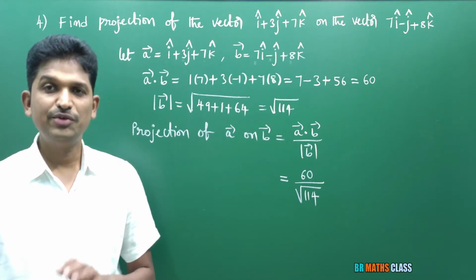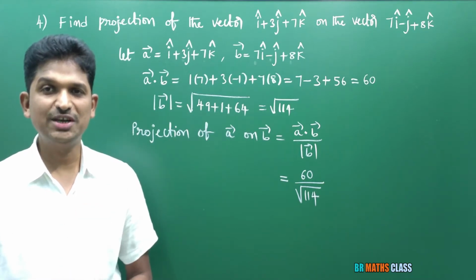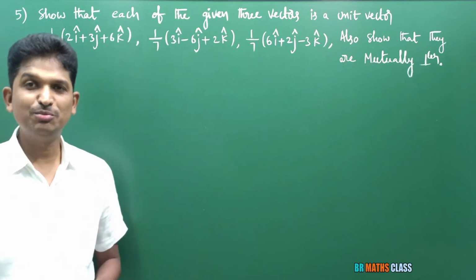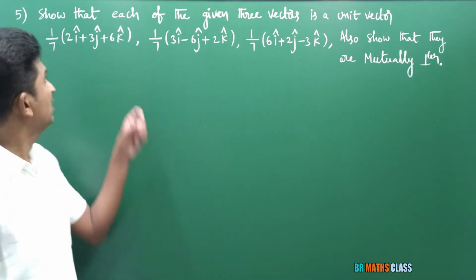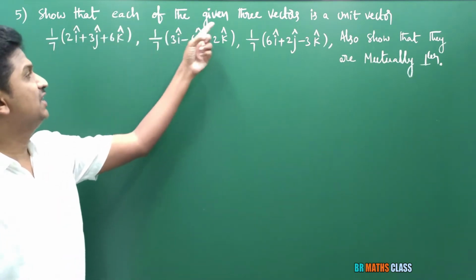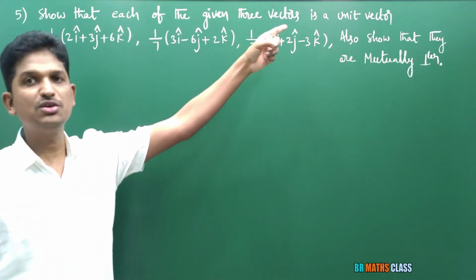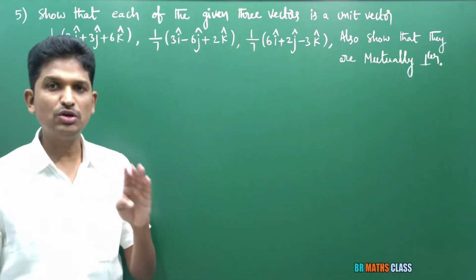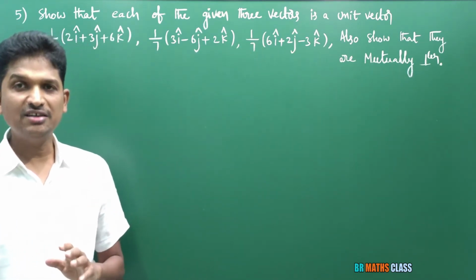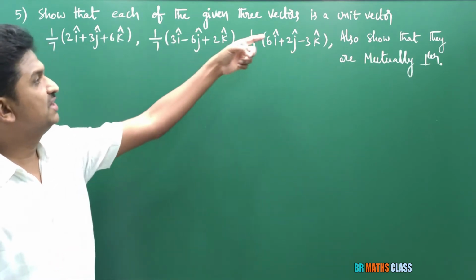Okay. Now we will move to the next question, that is question number 5. You observe this question. This is a little lengthy question, but it is an easy question only. What are they asking? Show that each of the given 3 vectors is a unit vector. See here, first vector, second vector, third vector. Total 3 vectors they gave. They are asking you to show that each of them is a unit vector.